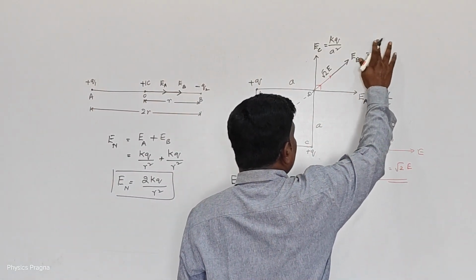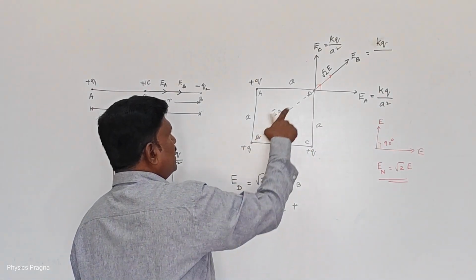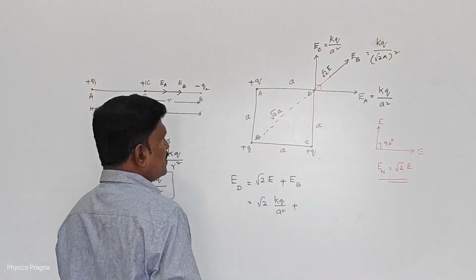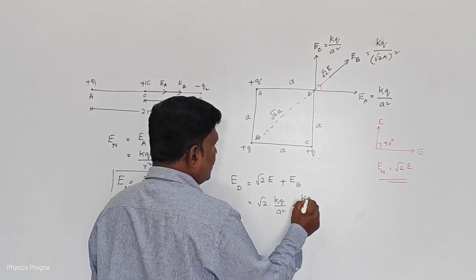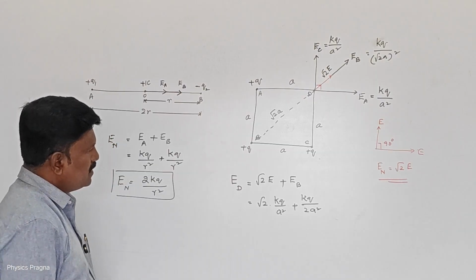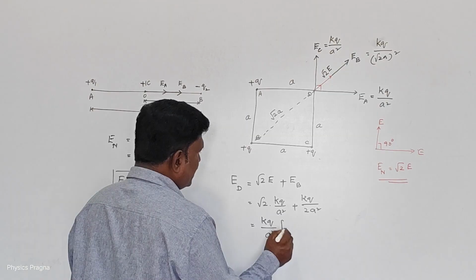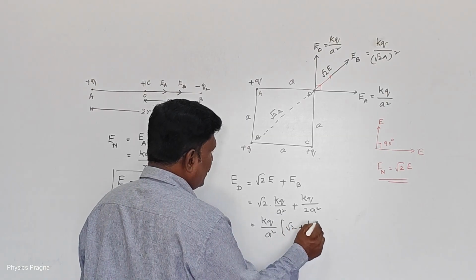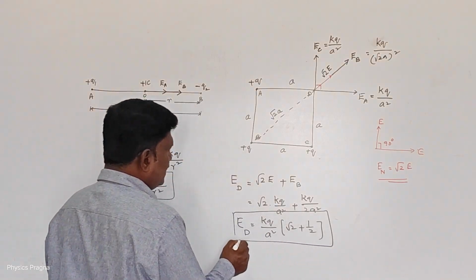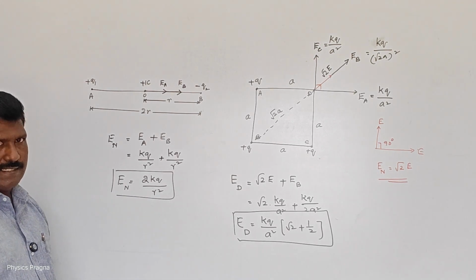EB is equal to how much? KQ by the distance root 2A, root 2A whole square. So here root 2A whole square, KQ, root 2 square is 2A square. So I will take KQ by A square common, then root 2 plus 1 by 2 will come. This is the net electric field at D. Like this we can calculate in various cases.